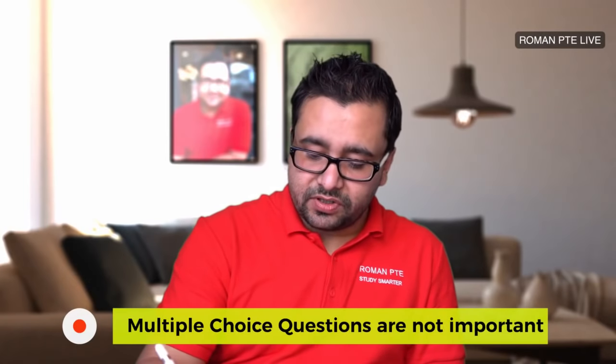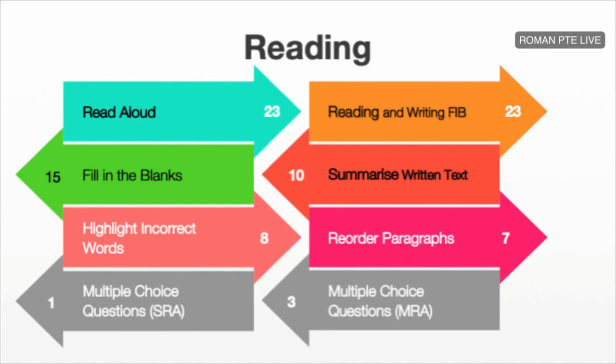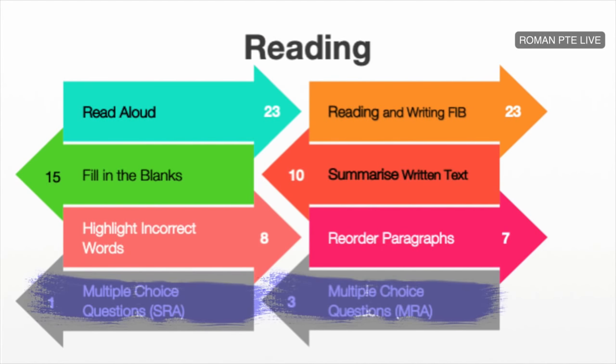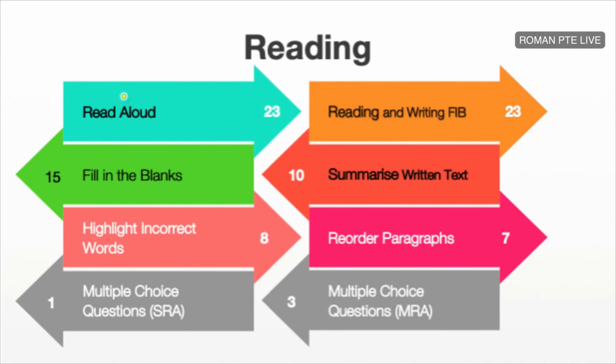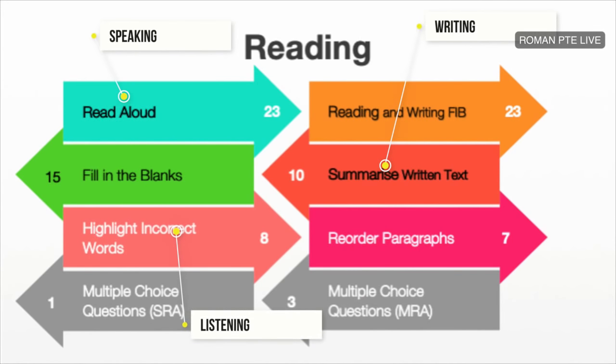Both multiple choice questions come in reading. So in the reading section proper, you get multiple choice questions of 2 types, then read a paragraph, then reading and writing fill in the blanks, and fill in the blanks. These are the 5 questions you get in reading, and the rest of the questions, read aloud, you get in speaking, summarize written text, you get in writing, and highlight incorrect words, you get in listening.